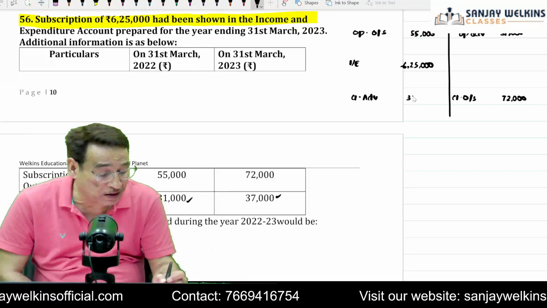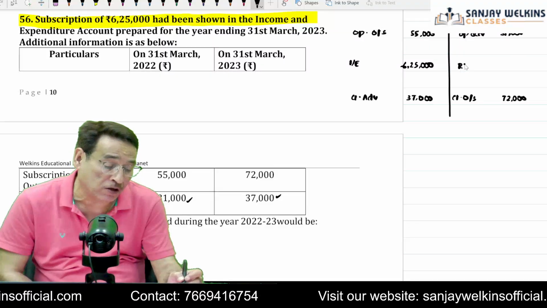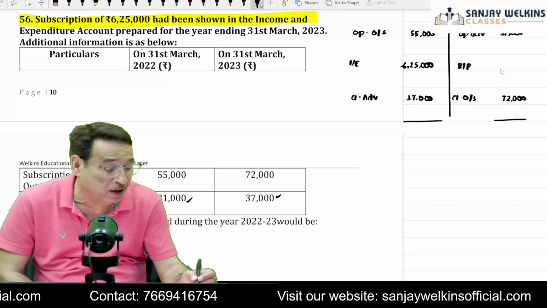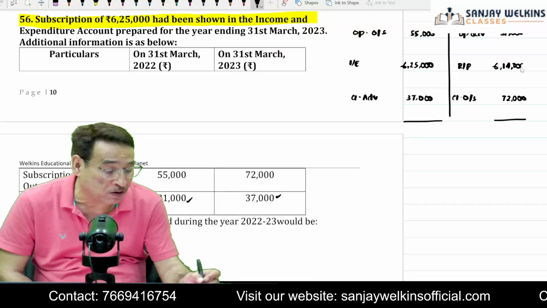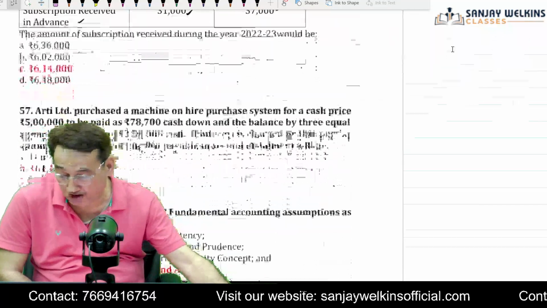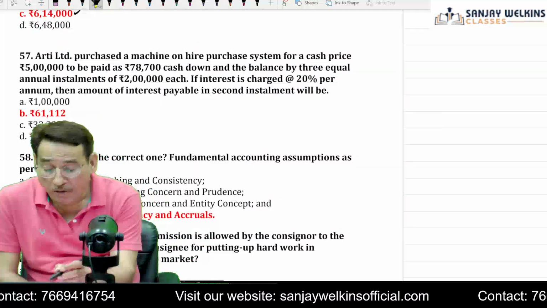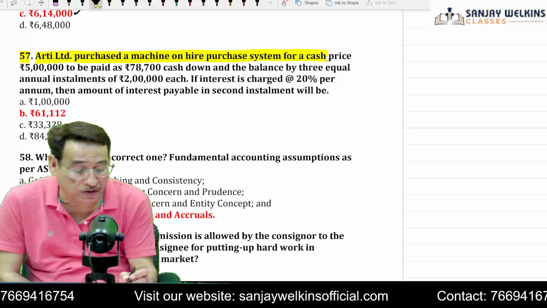Now the question is asking us what is the amount which we need to reflect in the receipt and payment account. This figure will show that this much of amount we must have received in the current year. If we balance it out, it will be equal to 6,14,000. So 6,14,000 should be your correct answer, right? 6,14,000, correct?